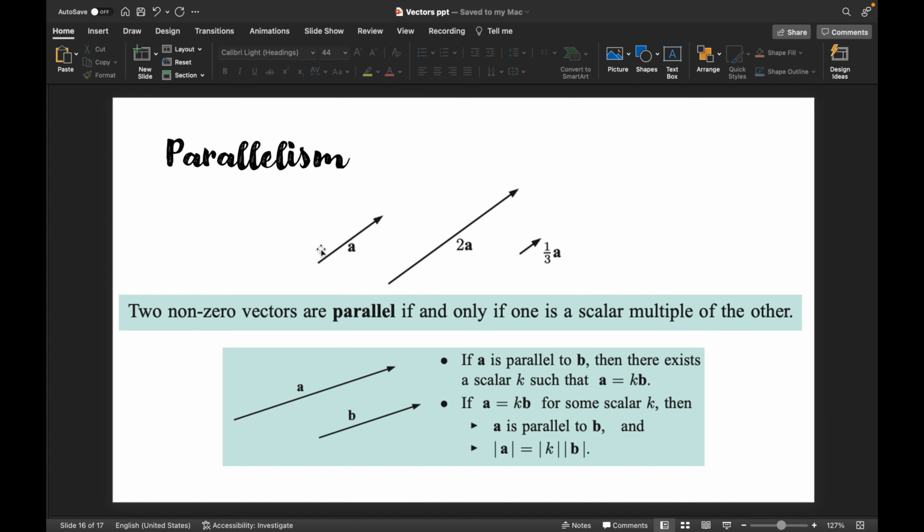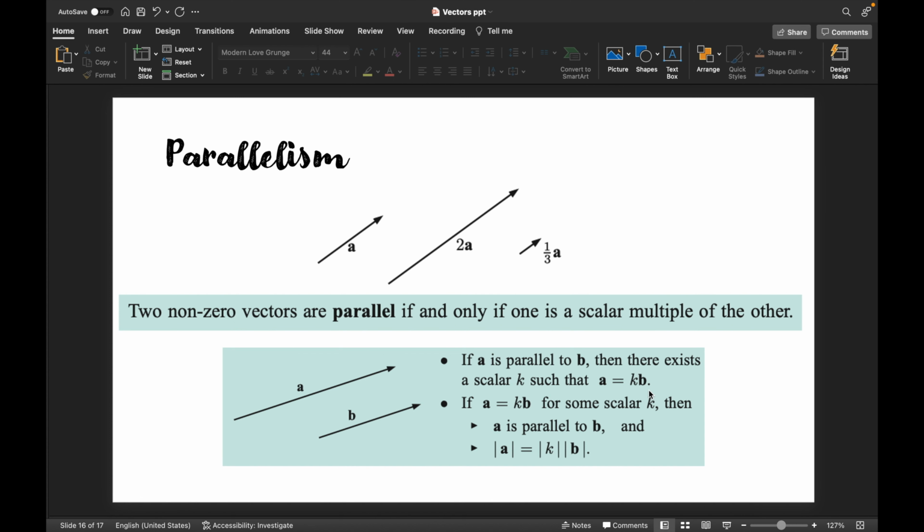But they can also have the same magnitude, but it's not a condition for vectors to be parallel. The only condition it has to meet is that they have the same direction vector, which in this case is A for all these three. And therefore the magnitude can be different, but the direction vector has to be the same. And if A is parallel to B, then there exists a scalar value of K such that A is KB. That's pretty simple.